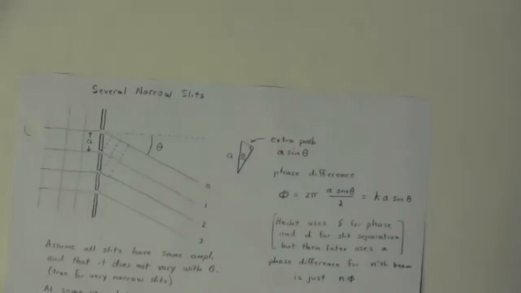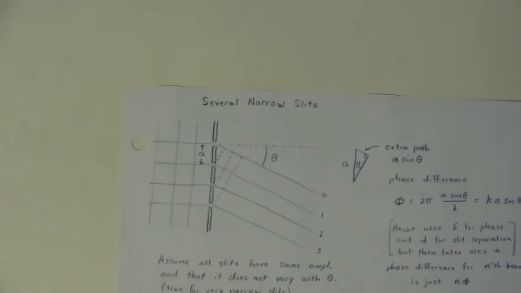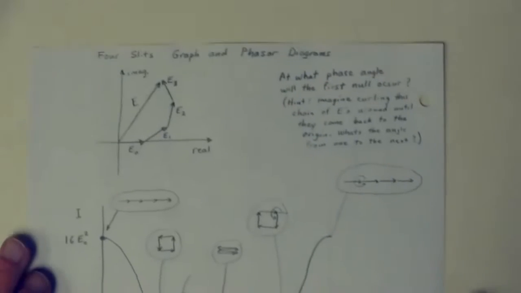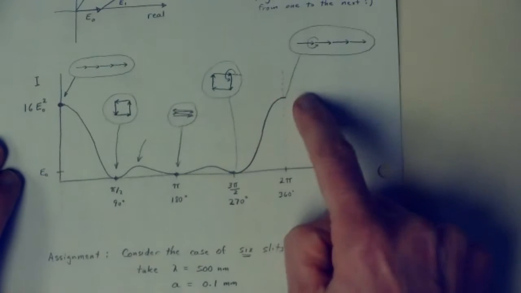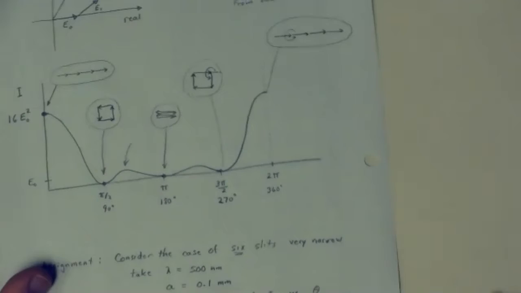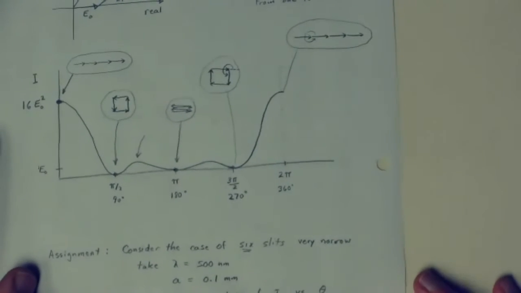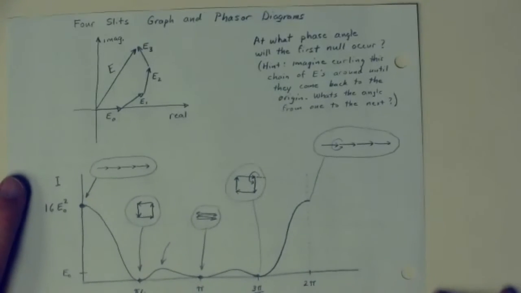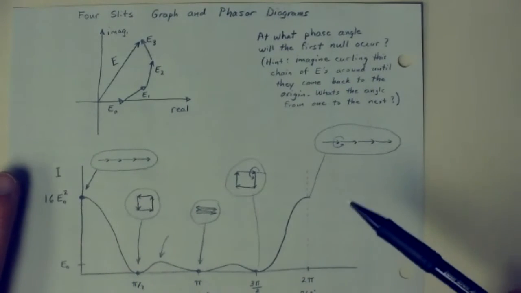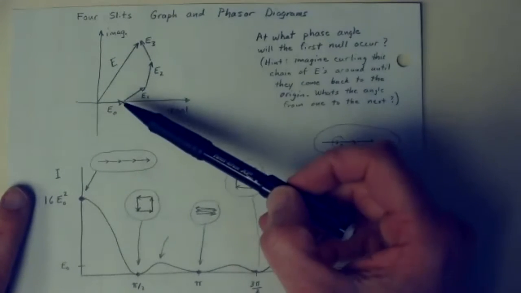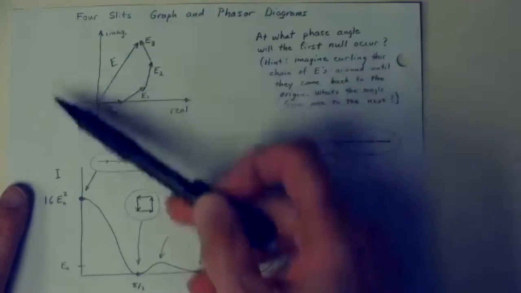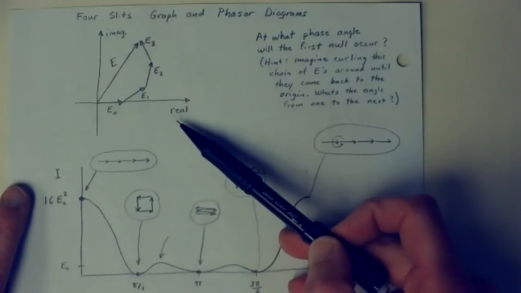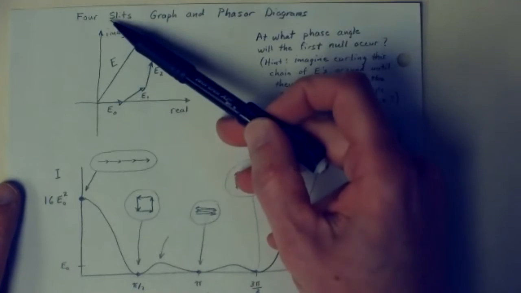So that's the result for narrow slits. But now I want to show you another way of analyzing this. First, we'll graph this. So here's the graph that I made for 4 slits, this curve right here. But what I want to show you how to do is these phasor diagrams, because I've sort of festooned it with these other little diagrams. You have to think of how this works. We're adding up these electric field vectors. And now here, this picture is a phasor diagram. This is our complex plane with the real axis and imaginary axis.